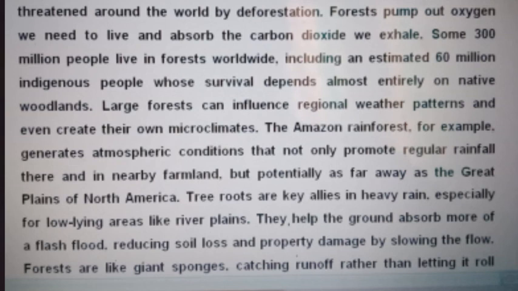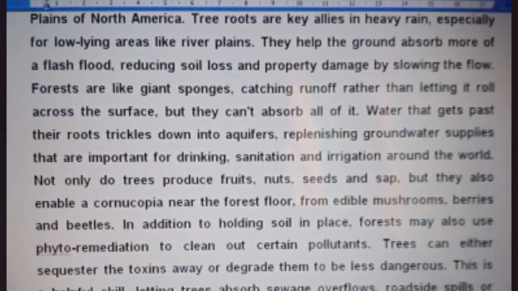Tree roots are key allies in a heavy rain, especially for low-lying areas like river plains. They help the ground absorb more of a flash flood, reducing soil loss and property damage by slowing the flow. Forests are like giant sponges, catching runoff water rather than letting it roll across the surface, but they can't absorb all of it. Water that gets past the roots trickles down into aquifers, replenishing groundwater supplies that are important for drinking, sanitation, and irrigation around the world.